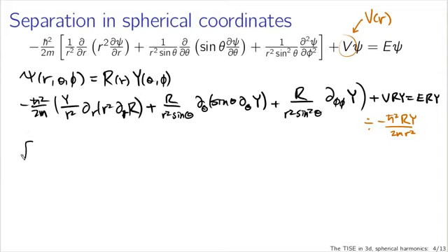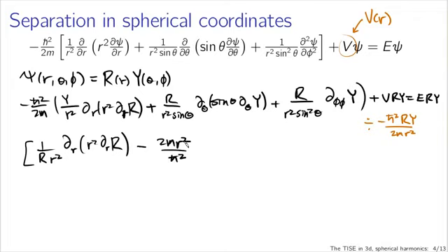When I do that division, I end up with 1 over capital R, r squared, partial derivative with respect to r of r squared, partial derivative with respect to r of capital R, my first term, getting rid of the Y, minus 2m r squared over h bar squared from my constants, plus where those constants get multiplied in, V, which is a function of r, minus E. That's what I get for the parts that have r in them after I've done this supposedly simplifying division.